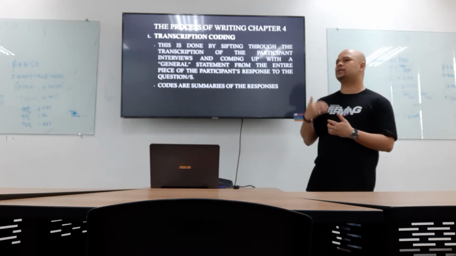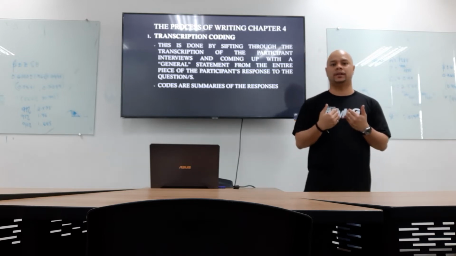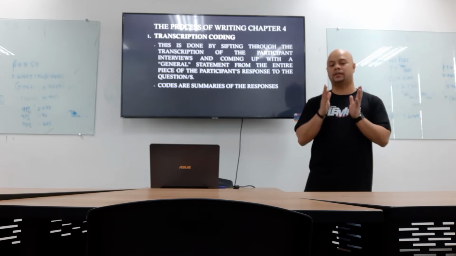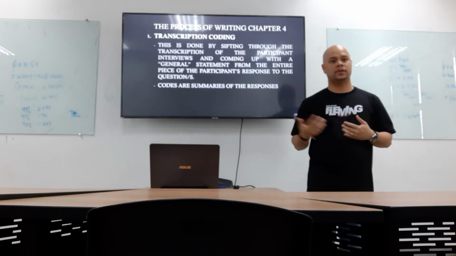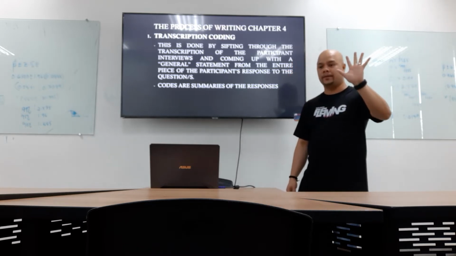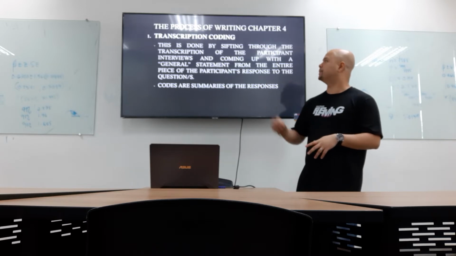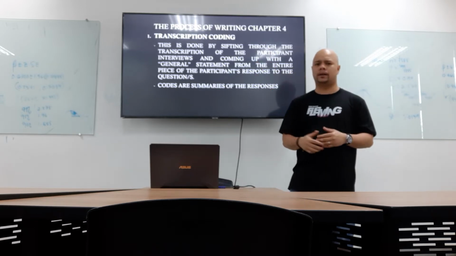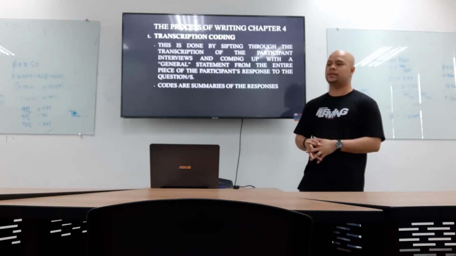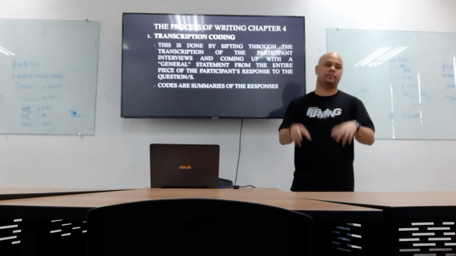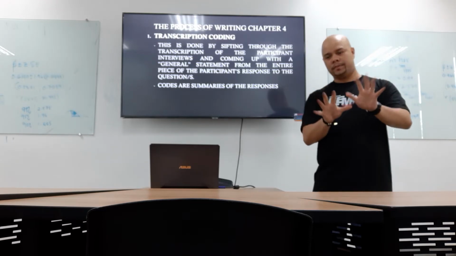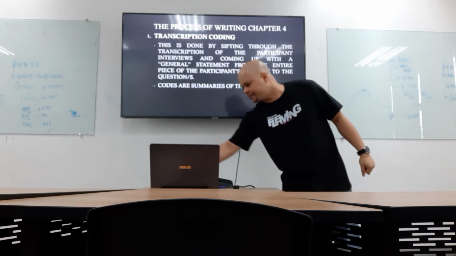Which means if you ask question number 1 and the participant gives you a response to that question, there is one code assigned to that response. Which means if you have 5 questions, 5 responses, then you might have 5 codes at the end of your transcription. These codes are formulated by sifting through the transcriptions and coming up with a general statement which will help you encapsulate the entire response. I will be giving you a sample later on.